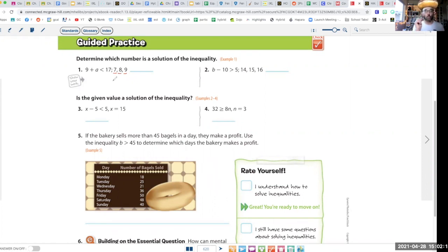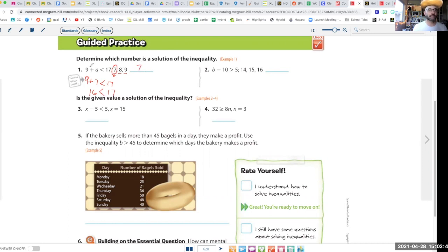Ready, go. All right, so let's try them out. So if 9 plus A is less than 17, so let's see, 9 plus, instead of A, I'm going to use the first number here, which is 7. 9 plus 7 less than 17. Well, 9 plus 7 is 16, and 16 is less than 17. So 7, yes, 7 is one that works.